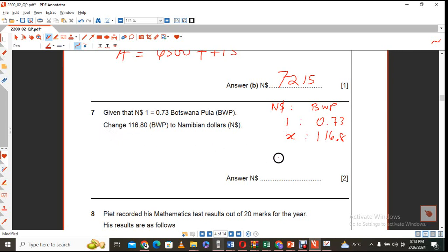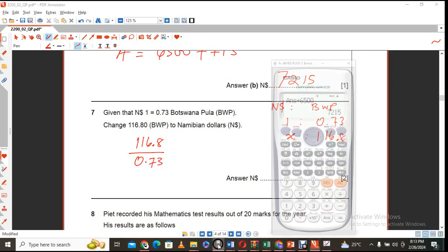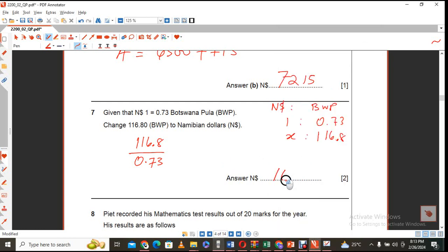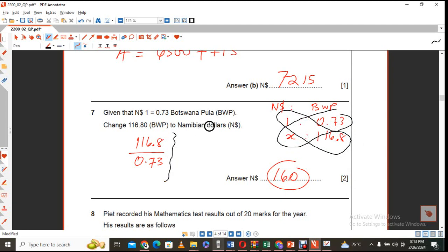So at the end of the day, that's 116.8 divided by 0.73, okay, so what that does, it's 116.8 divided by 0.73, so that's 160 Namibian dollars. Okay, so what I referred to when I was saying cross multiply, you say 1 times that number, and you take this one, then obviously multiply together. So basically that will give you something like this.